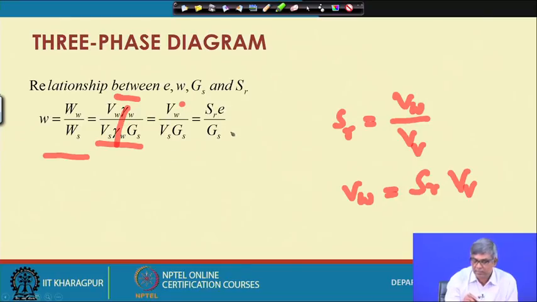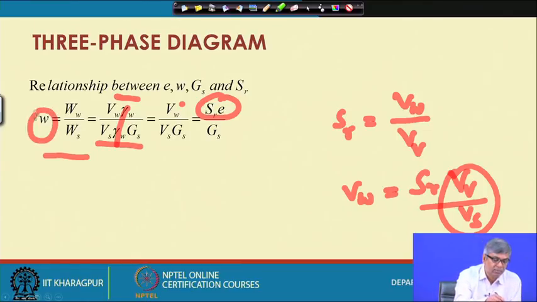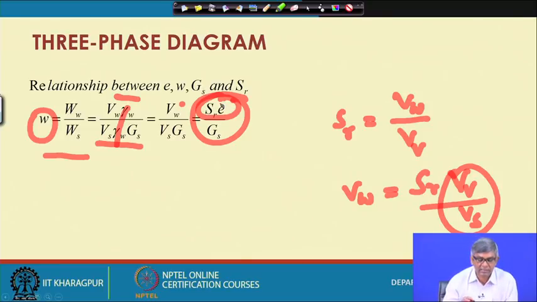If I divide by VS, it becomes Sr into VV by VS, and VV by VS is e. So that becomes Sr into e, and VS by VS becomes 1, so Sr into e by Gs. Ultimately, water content will be equal to S into e divided by Gs.